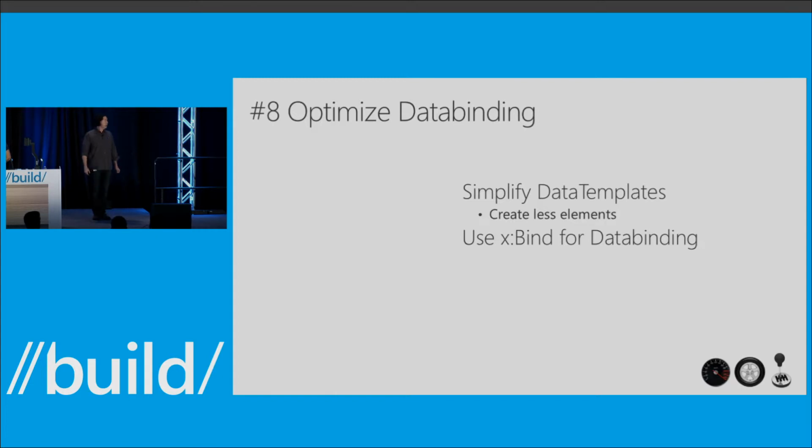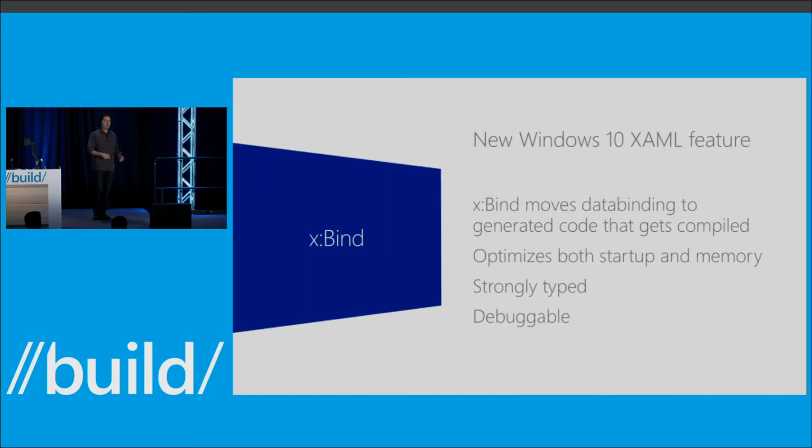The second part of this guideline is use x:Bind for data binding. And what is x:Bind? x:Bind is our new Windows 10 feature. Historically, our binding has been a performance bottleneck. And with x:Bind, we're doing more of the work at compile time, so it's all compiled code. It's a huge optimization for both startup and memory. There are lots of other great benefits, one of which is that it's strongly typed.